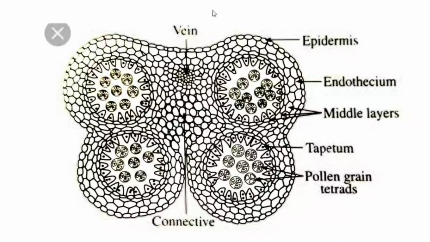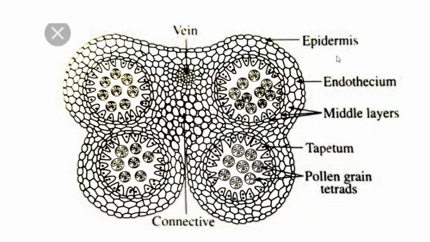In this transverse section of the anther, when we take the transverse section, it consists of 4 pollen mother cells, that is called the 4 pollen sacs. And the 4 pollen sacs are covered by the 4 layers, that is the epidermis, then endothecium, middle layer, and tapetum. The first one is the epidermis, that is the epidermal part. It is protective in function.